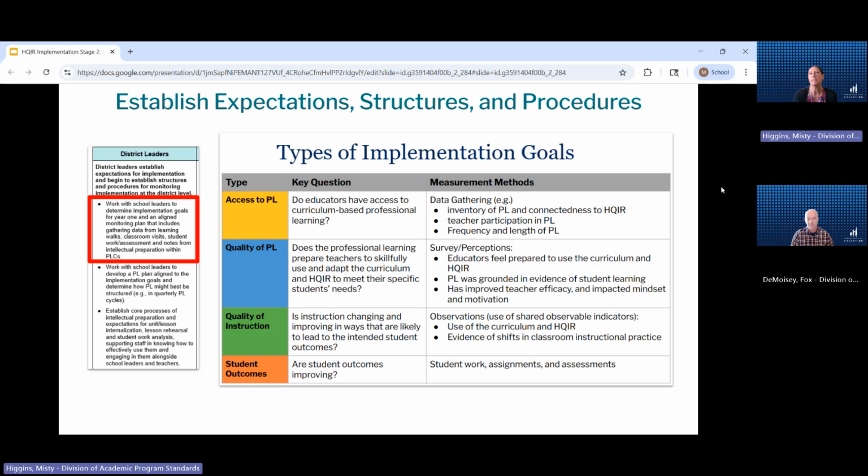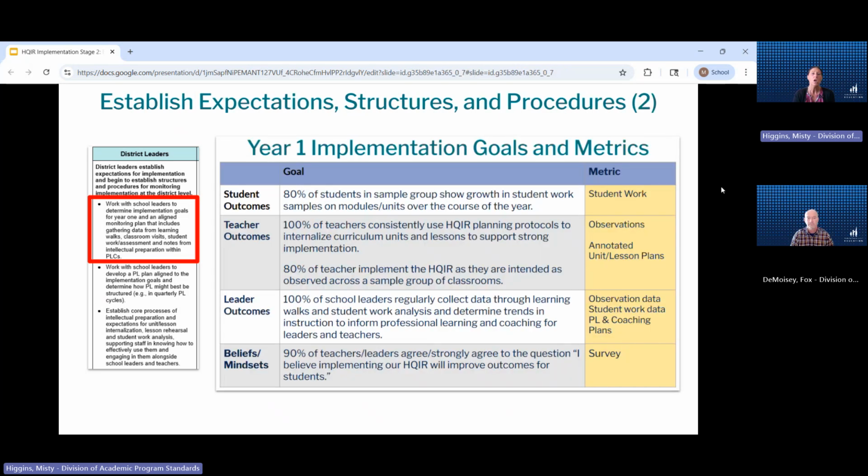So this is looking at the types of goals that you might set each year, but now we want to look at what your goals might look like in year 1, or during that early implementation first year of use. So here's an example of year one goals and how they seek to measure different things from different groups aligned to common indicators for early implementation.